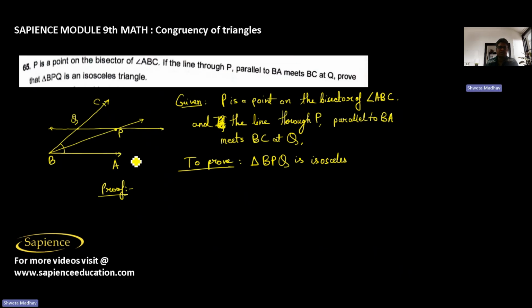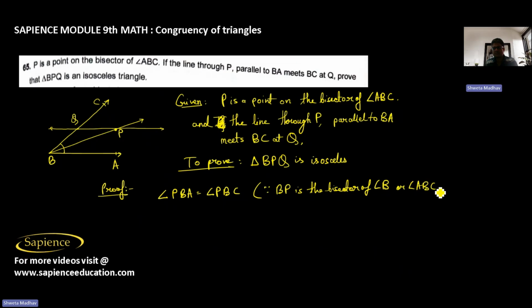We will say that angle PBA is equal to angle PBC, since BP is the bisector of angle B, or I can say angle ABC, which is given. So this is equal to half of angle ABC.